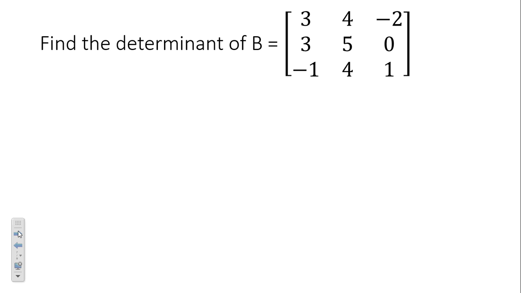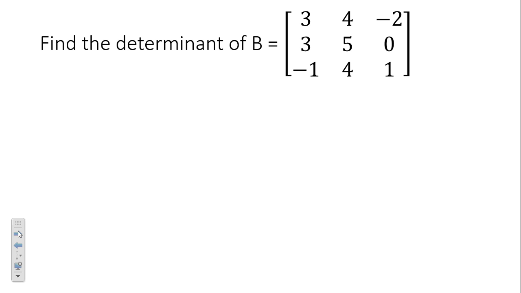So 3 by 3. The first row is 3, 4, -2. Second row is 3, 5, 0. And the third row is -1, 4, 1. So we're told to try to use a row or column with zeros if possible. So which do you want to use? Row 2 or column 3? Which one? Column 3? Okay, let's try column this time.